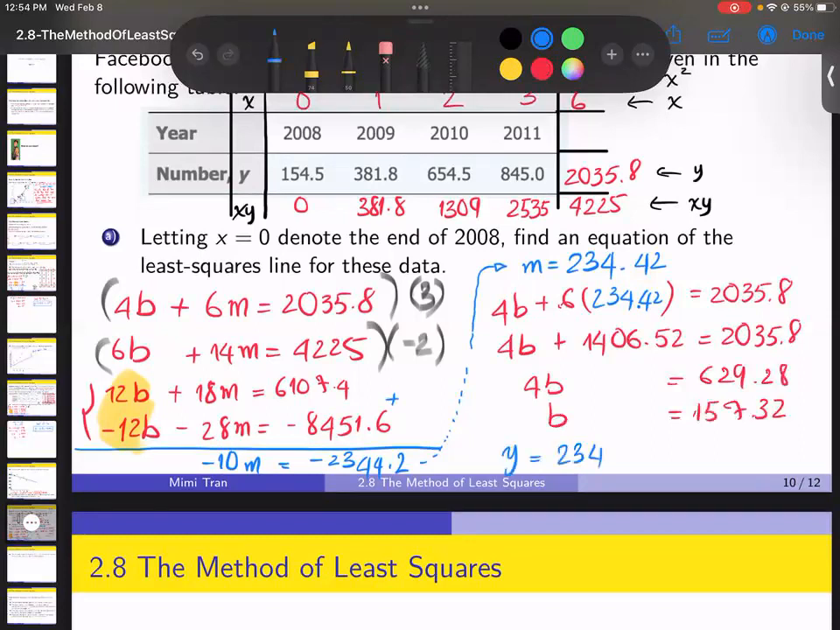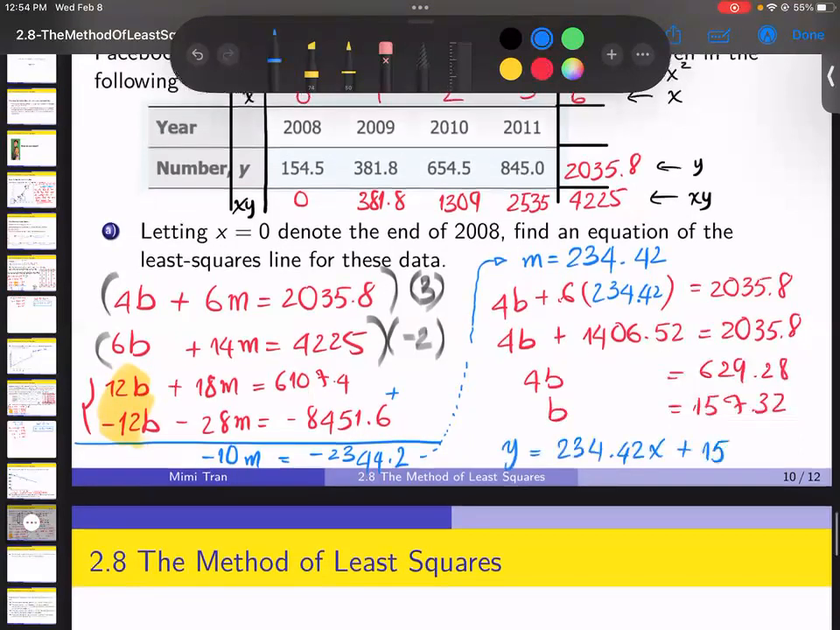Your final answer, the best fit line will be y equals 234.42 times x plus the y-intercept, which will be 157.32. Yay!